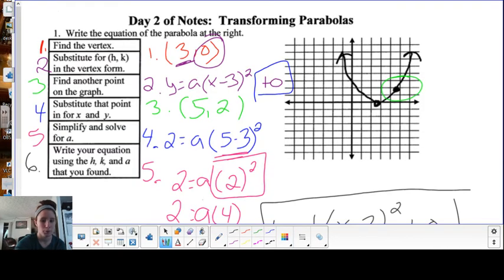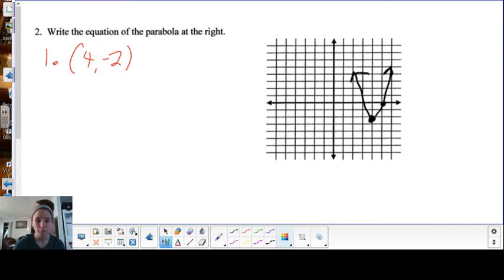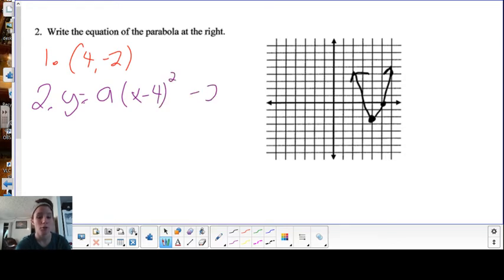The next color. Purple, I thought so. Step number 2. Put in my h and k in my equation. So y is equal to a times x minus 4 quantity squared. Now it's going to be minus 2 because this is a negative. Step 3 is find another point. So 5, 0.